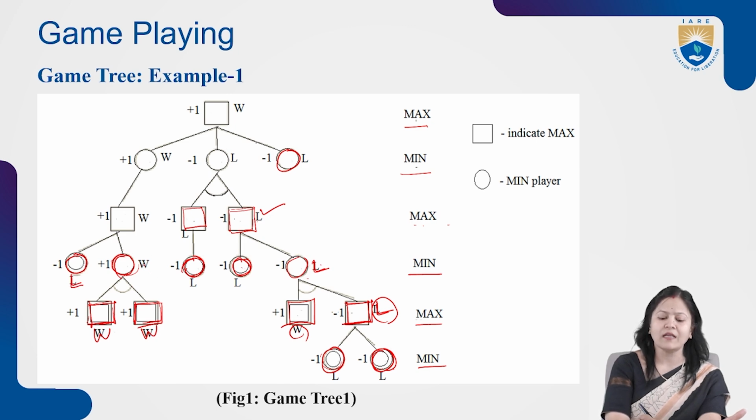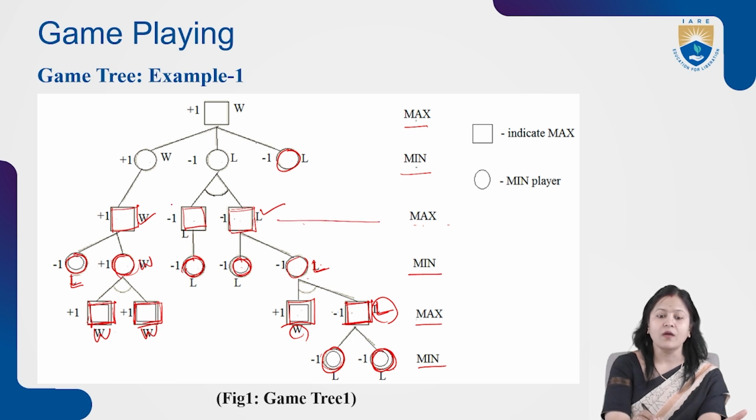Now one is L, another one is W. So what would be the parent status? So parent status would be W, because it is a max player. As per the max rule, if any one of the successors is W, definitely it would be considered as W. Now this layer is done. Up to this layer is done.